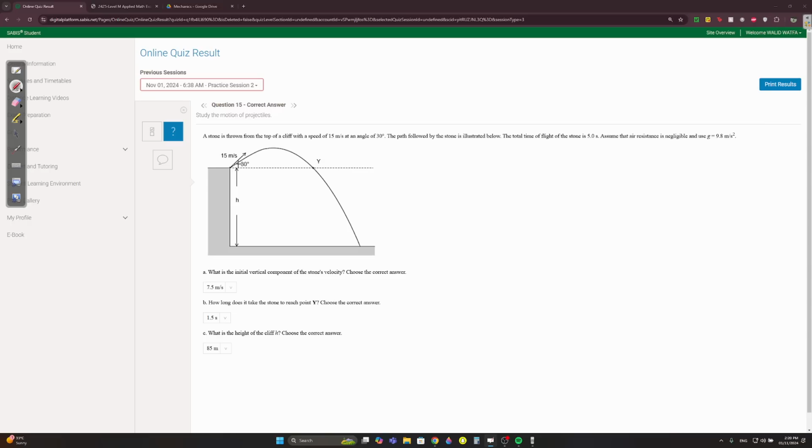A stone is thrown from the top of a cliff with a speed of 15 meters per second at an angle of 30. So easy. V naught is 15, theta is 30 degrees. We're gonna fly through these. The total time of the flight is 5 seconds. I've solved this question on the channel maybe 4 times. G equals 9.8.